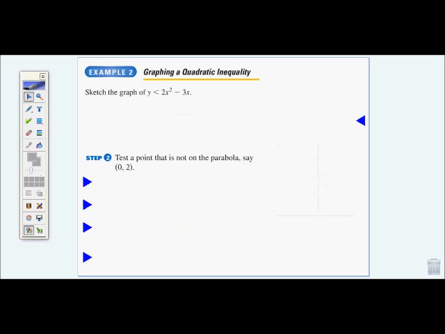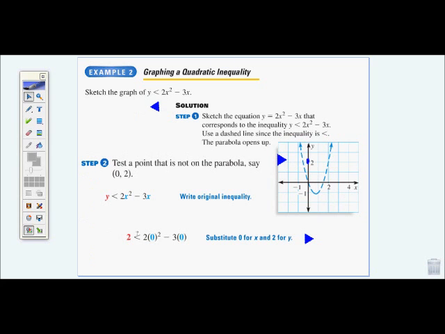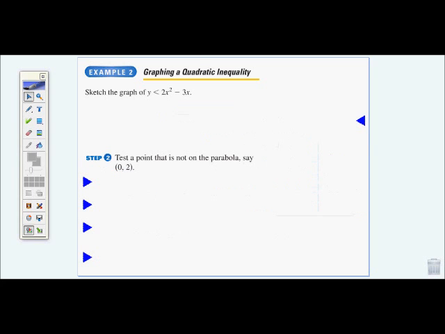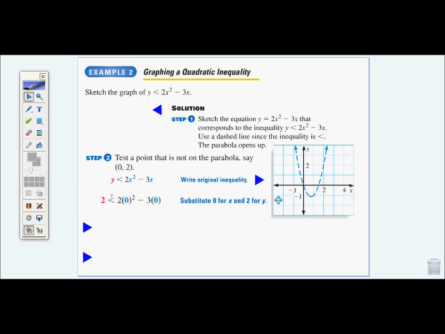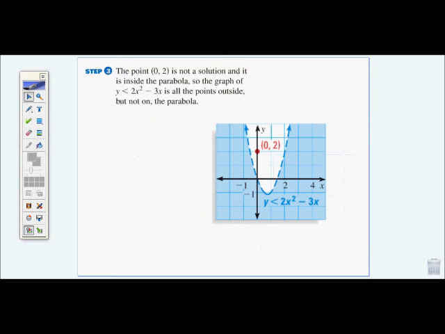Let's see, did I continue that one here? Oh, it looks like I've done this one twice. So let's go ahead and sketch that, and then I'm going to write the original. This is for example 2. Write the original. We're going to substitute 0 and 2 in to see if it's true. 0 and 2 for the x and the y, as we said. And since 2 is not less than 0, the ordered pair is not a solution.